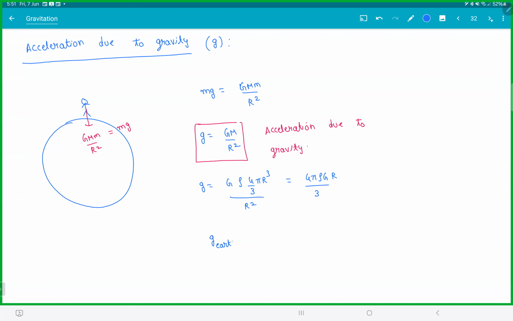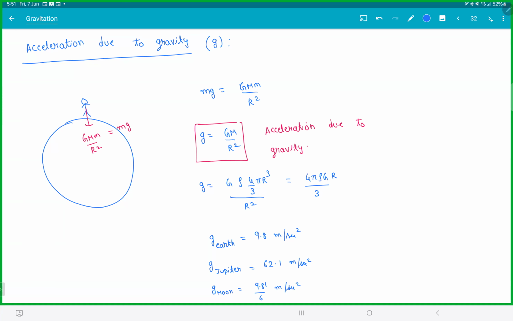For g of Earth, if you substitute the mass of the Earth and radius of the Earth, we end up with 9.8 meters per second square. If you go for Jupiter, if you substitute the mass and radius of Jupiter, this turns out to be around 62.1 meters per second square. No need to remember, I'm just saying. Same thing if you talk about Moon, it is almost 1/6. So this g which we talk about is different for different planets.